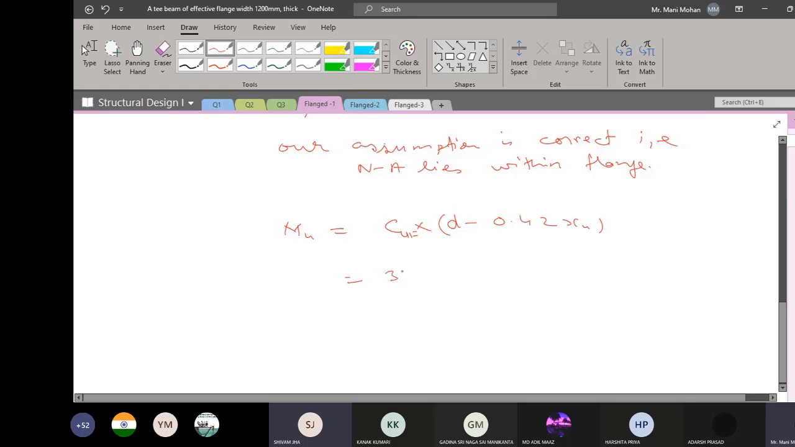371.463. Okay, 371.46 kilonewton meter. Again, anyone can confirm this answer, whether this is correct or not. Yes, sir. Okay. So we have 371.46 kilonewton meter as the answer.